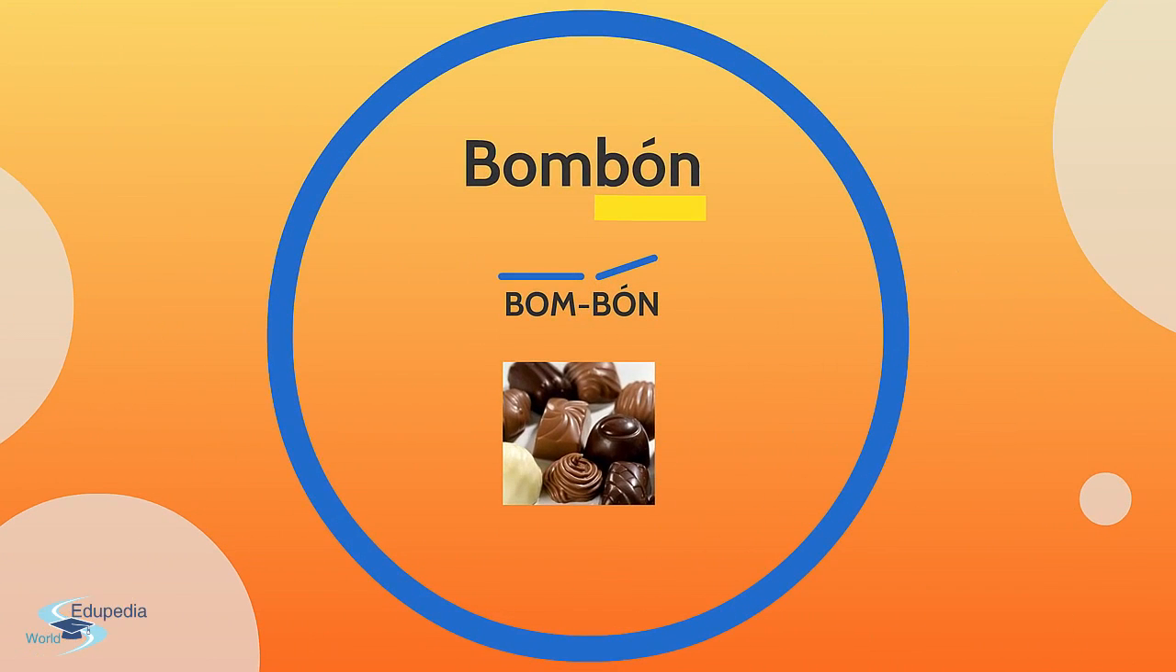The first accent is the one found in the word bombón, which means chocolate. As you can see on the screen, the emphasis of this word goes to the last syllable. That means that you have to put the emphasis there. Every word that has the tilde on top of the last vowel would be pronounced like this: bom, bón. You put the emphasis there.